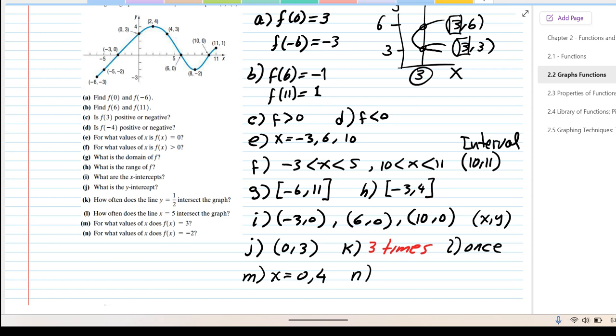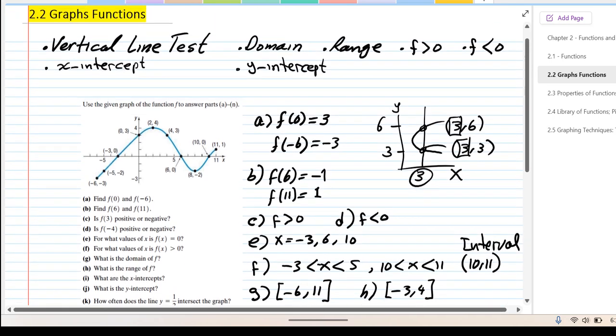And finally, in part N, for what values of x does f of x equal -2? Remember, f of x is y. So y equals -2. For what values of x? Well, a couple of values: -5 and 8. For those 2 values, they have exact same y values. And there you go, the kind of things we're interested in this section.